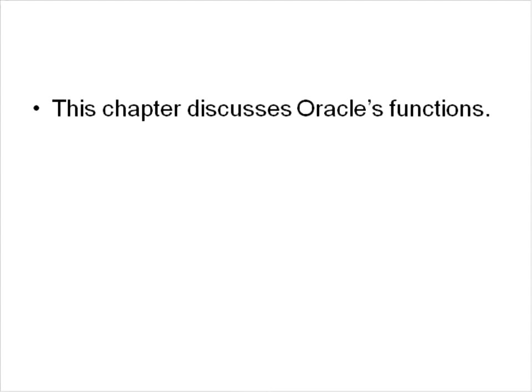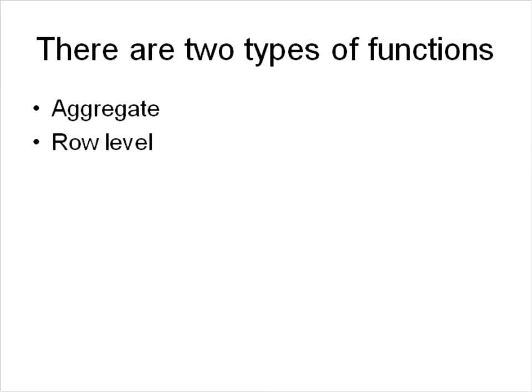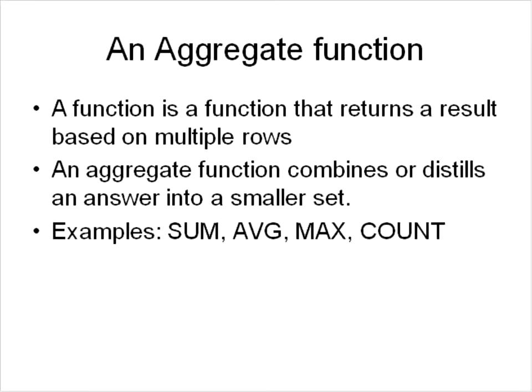Going to slide 2, what this chapter discusses is Oracle functions. We basically group functions in SQL into two types, aggregate functions and row-level functions. What does that mean? An aggregate function is a function that returns a result based on multiple rows.